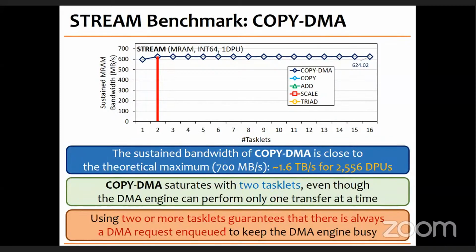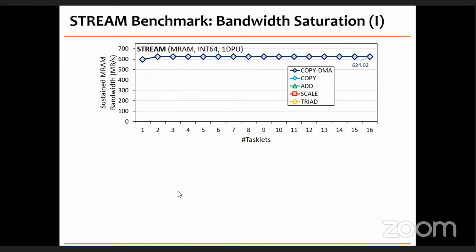So we are not exploiting memory level parallelism here as we can in a GPU when we are using multiple threads, or a CPU when we have multiple threads accessing memory. Here it's just a single transfer. But when we are using 2 or more tasklets, we guarantee that there is always a tasklet ready to issue a new MRAM read or new MRAM write. And that's why the bandwidth is slightly higher.